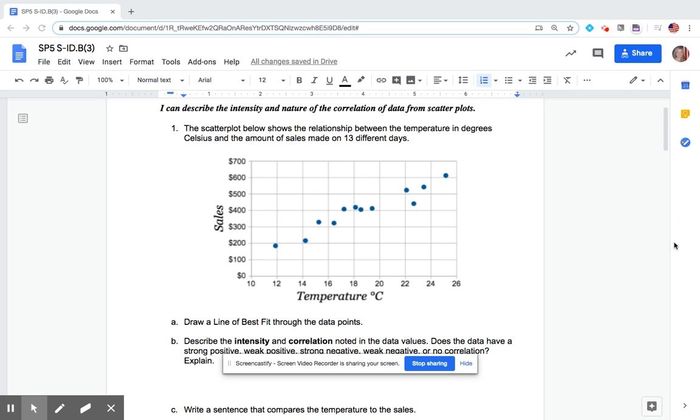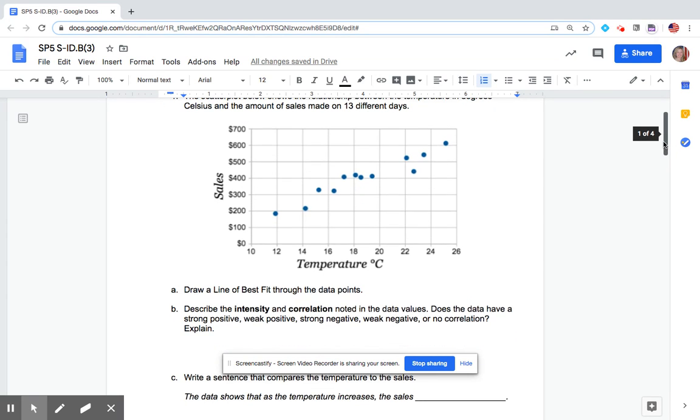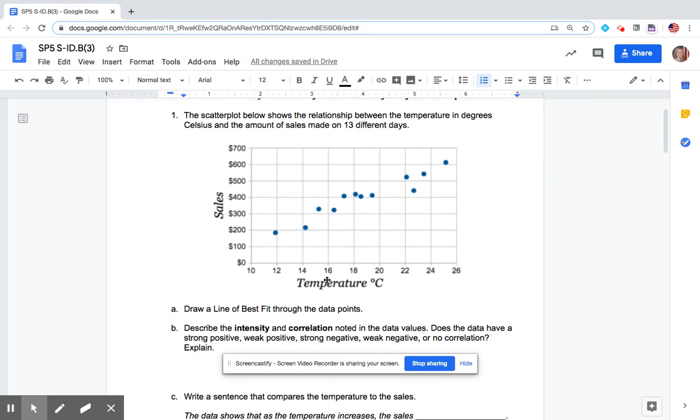In this lesson, we'll be looking at scatter plots. We'll be looking at bivariate data, how two different data sets are related, and we'll check the nature and correlation of the data. The example says that the scatter plot below shows a relationship between the temperature in degrees Celsius and the amount of sales made on 13 different days.